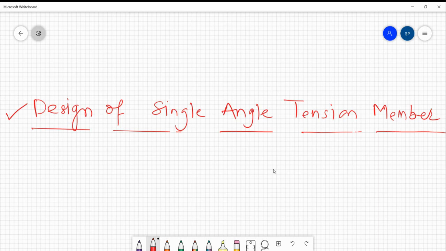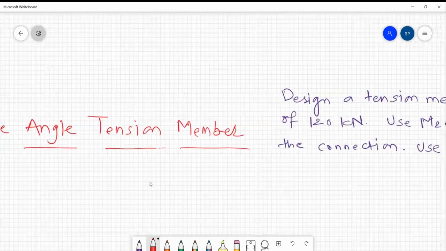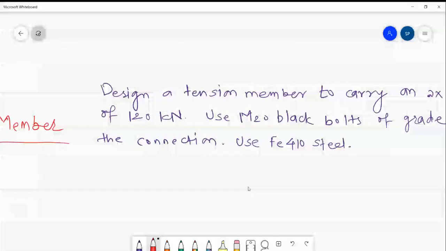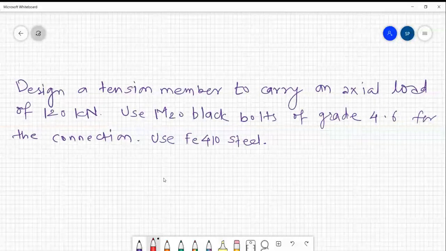In previous sessions we have seen design philosophies of tension member, then steel structure as a whole, what is tension member, how to design tension member, what are different modes of failure of tension member and different design steps of tension member. Now in this session, we will go for design of a tension member.